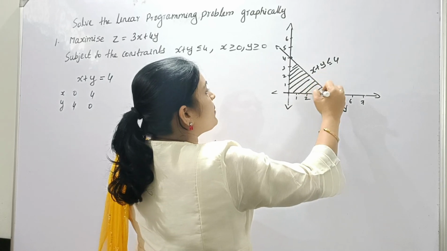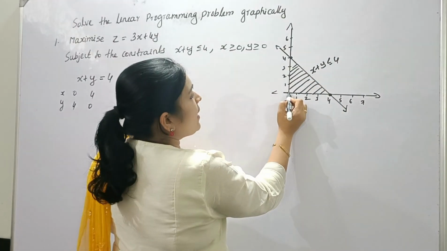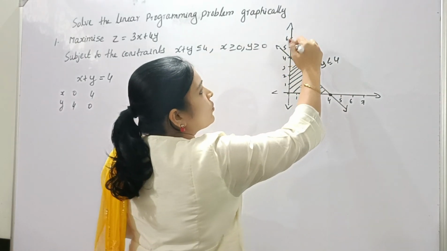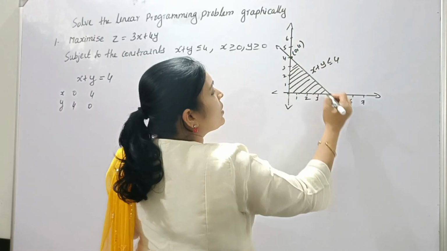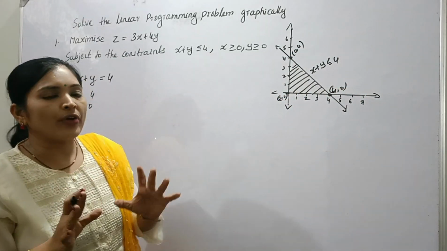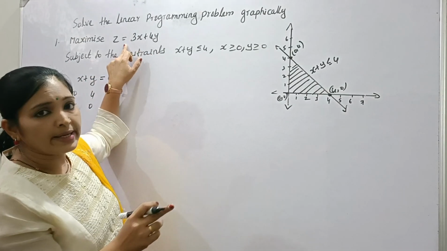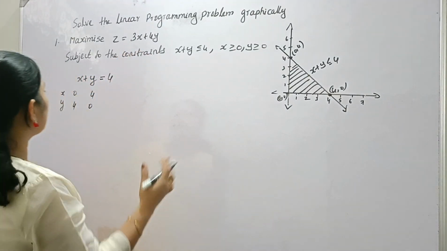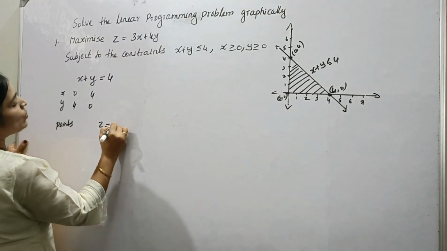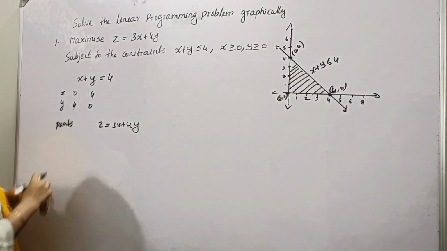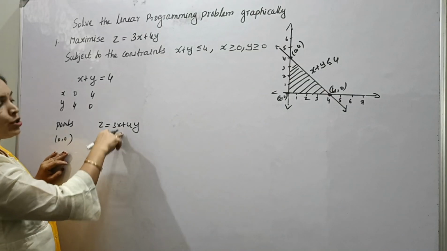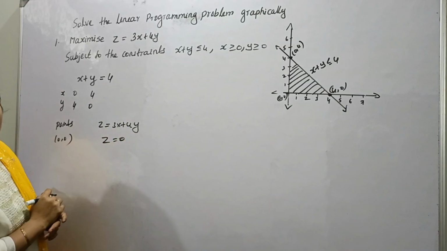Okay, and what are the possible solutions? These are the corner points: 0, 0, 4, 0, and 0, 4, right? So here we have to find at which point the given z is maximum. So for that let's find the values of z is equal to 3x plus 4y at these points. 0, 0. Put x is equal to 0, y is equal to 0. We will get z is equal to 0.